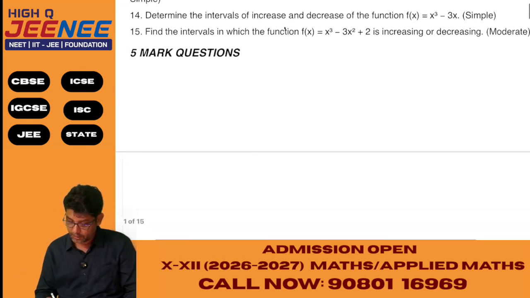Can you try this now? Find the interval in which the function f of x is.